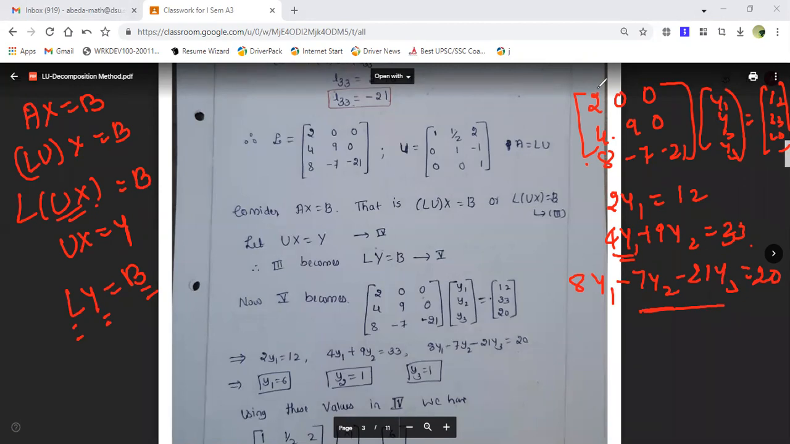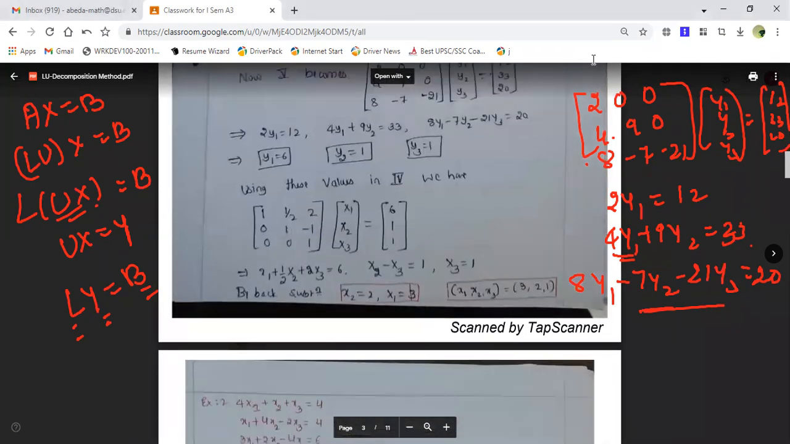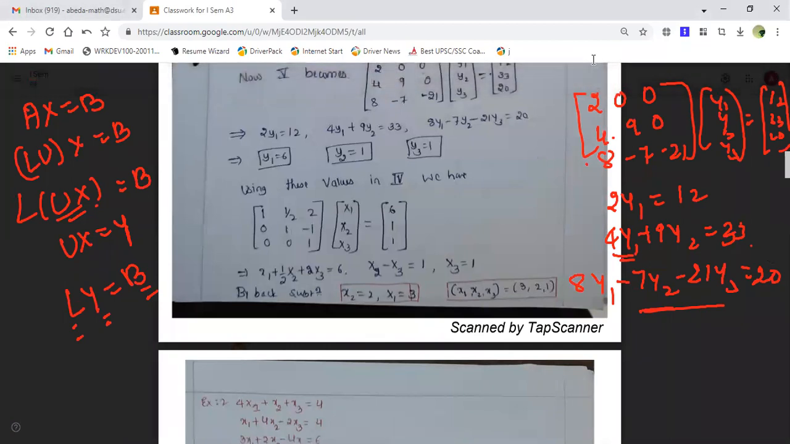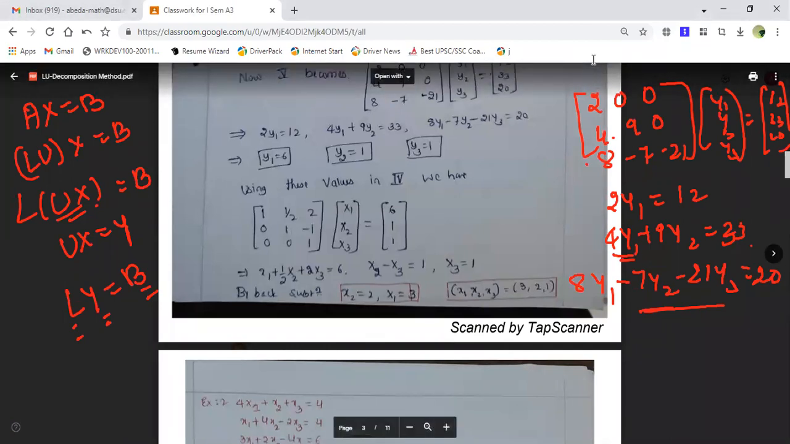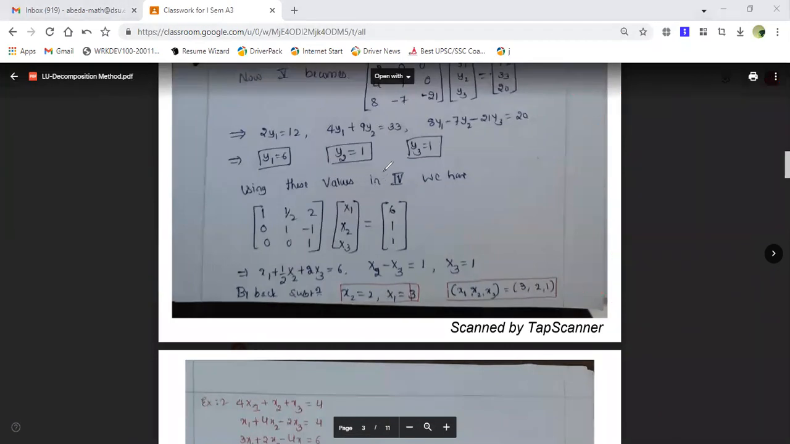So like this, by using the back substitution method, I'm calculating the value of y1, y2 and y3. See, y1 value is 6, y2 we get as 1, and y3 you will get as 1. Okay, so once you've got y1, y2, y3, now the simple calculation is left, that is for x. So how do you do that?